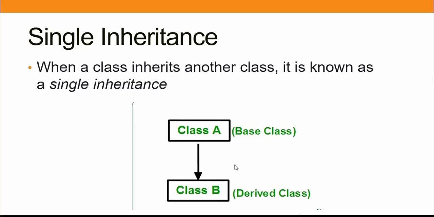The example that we have seen just now is an example of single inheritance, because we had one base class, or one parent class, called Birds. Then we could access the methods and properties of this class in our child class called Eagle, right? So that is an example of single inheritance. Single inheritance means when a class inherits another class, it is known as single inheritance.